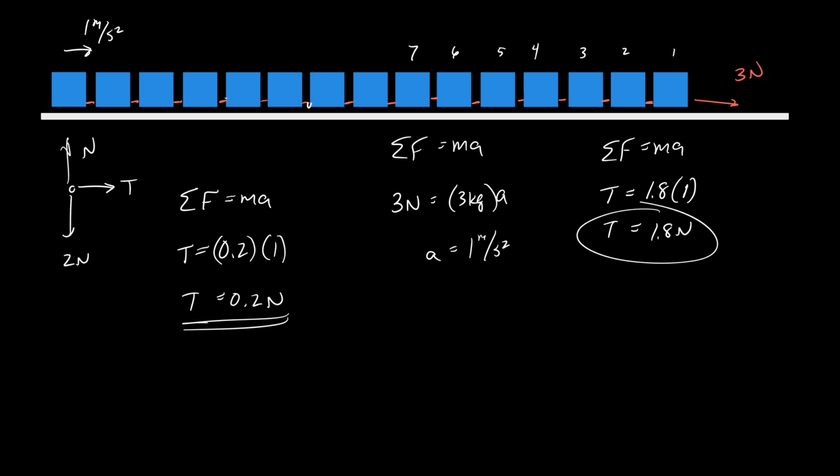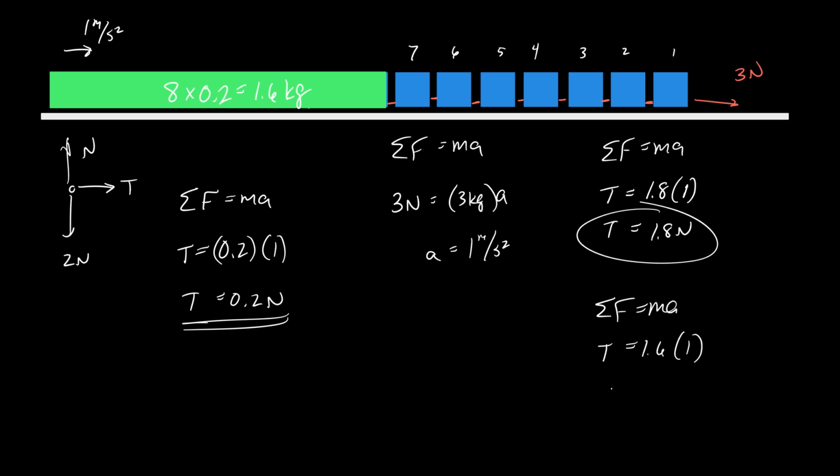So now let's find the tension on the trailing side of the 7th car. Let's see. The trailing side, there would be 8 cars. So 8 times 0.2 equals 1.6 kilograms. Net force equals MA, tension equals 1.6 times 1, or tension equals 1.6 newtons.